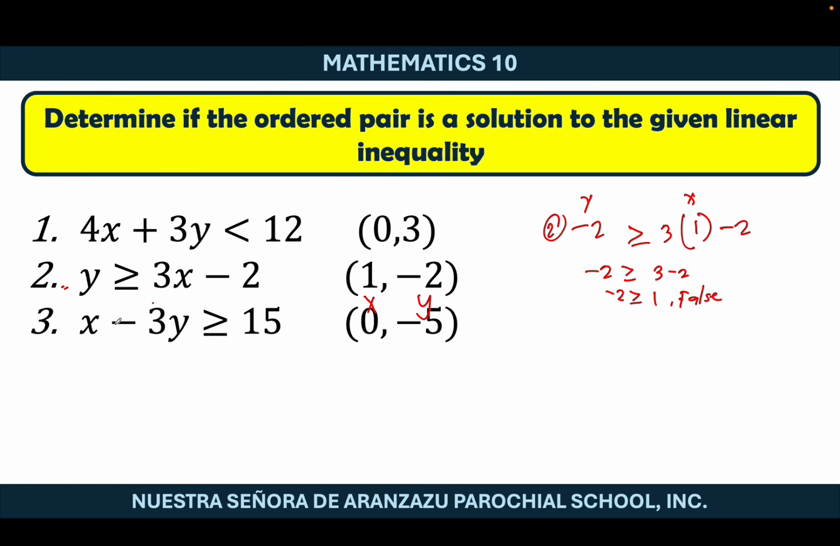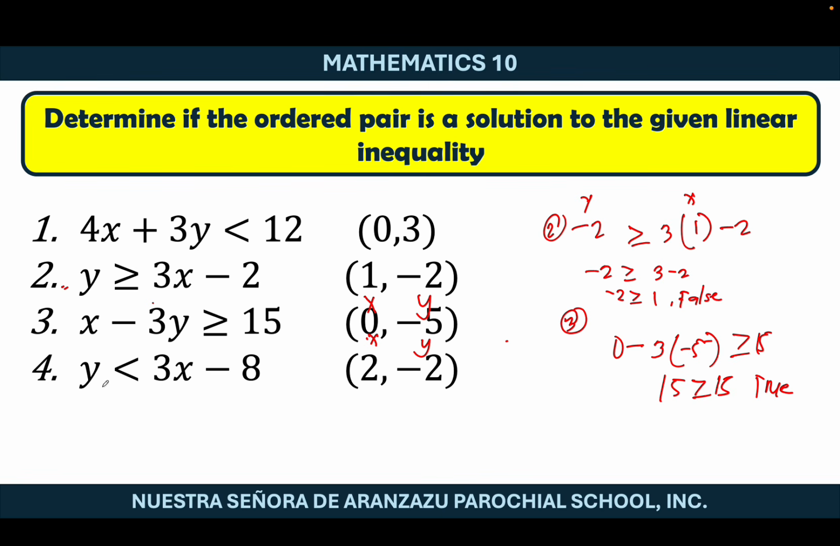Next, number 3. x minus 3y greater than or equal to 15. This will represent your x and this is your y. That becomes 0 minus 3 times negative 5 greater than or equal to 15. So the negative 3 times negative 5 is 15, greater than or equal to 15. That is true, they are equal. The symbol has equality too, since the symbol used is greater than or equal to.